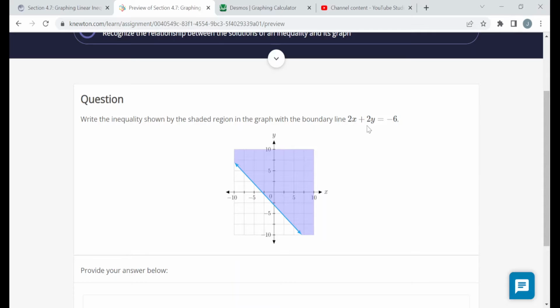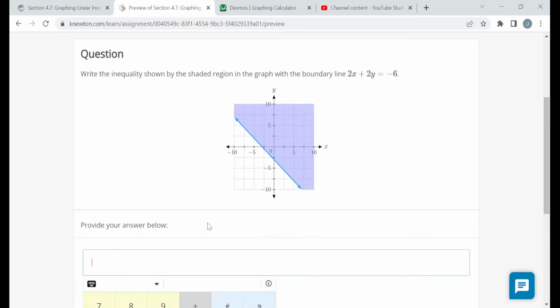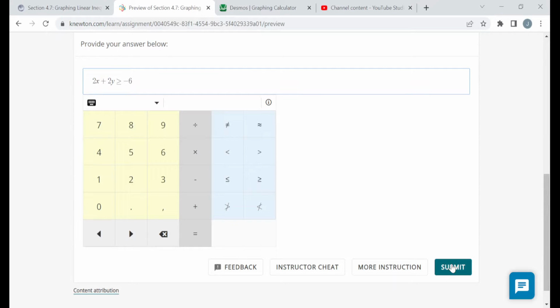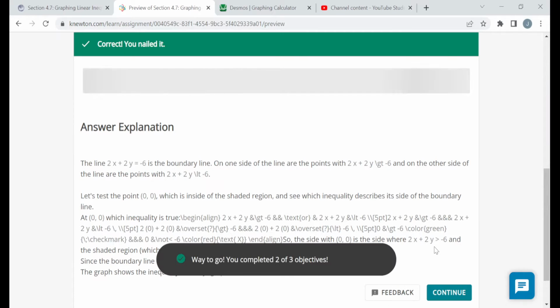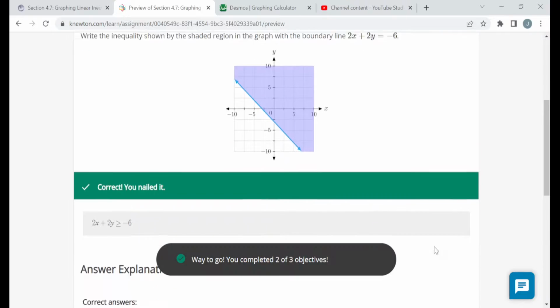So if I plug in 0 for x, 0 for y, you'd have 0 on the left, negative 6 on the right. Is 0 greater than or equal to negative 6? Yes. So it's got to be greater than or equal to, right? We want the origin to be a solution. So the inequality is 2x plus 2y is greater than or equal to negative 6. And again, you can graph that in Desmos or by hand and see that it works out. Same picture.